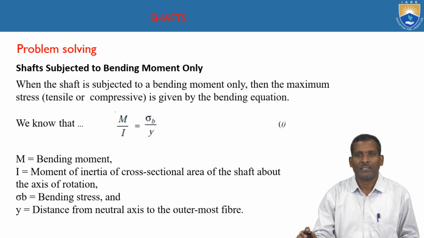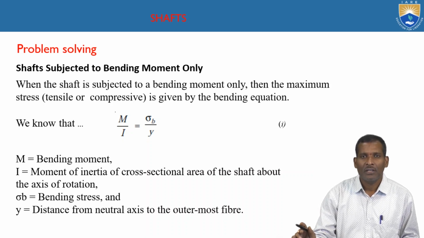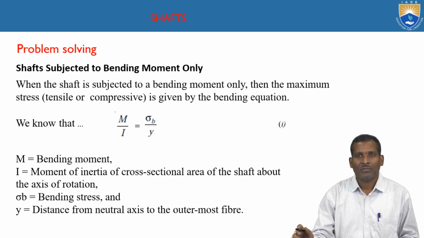First one is when the shaft is subjected to bending moment, the second is when the shaft is subjected to torsion, and the third is the combined bending moment and torsional moment problem. In the fourth one, in addition to these two, axial load will act. One by one we will see. The first case we have already studied in the last session. The second one is the shaft subjected to bending moment only.